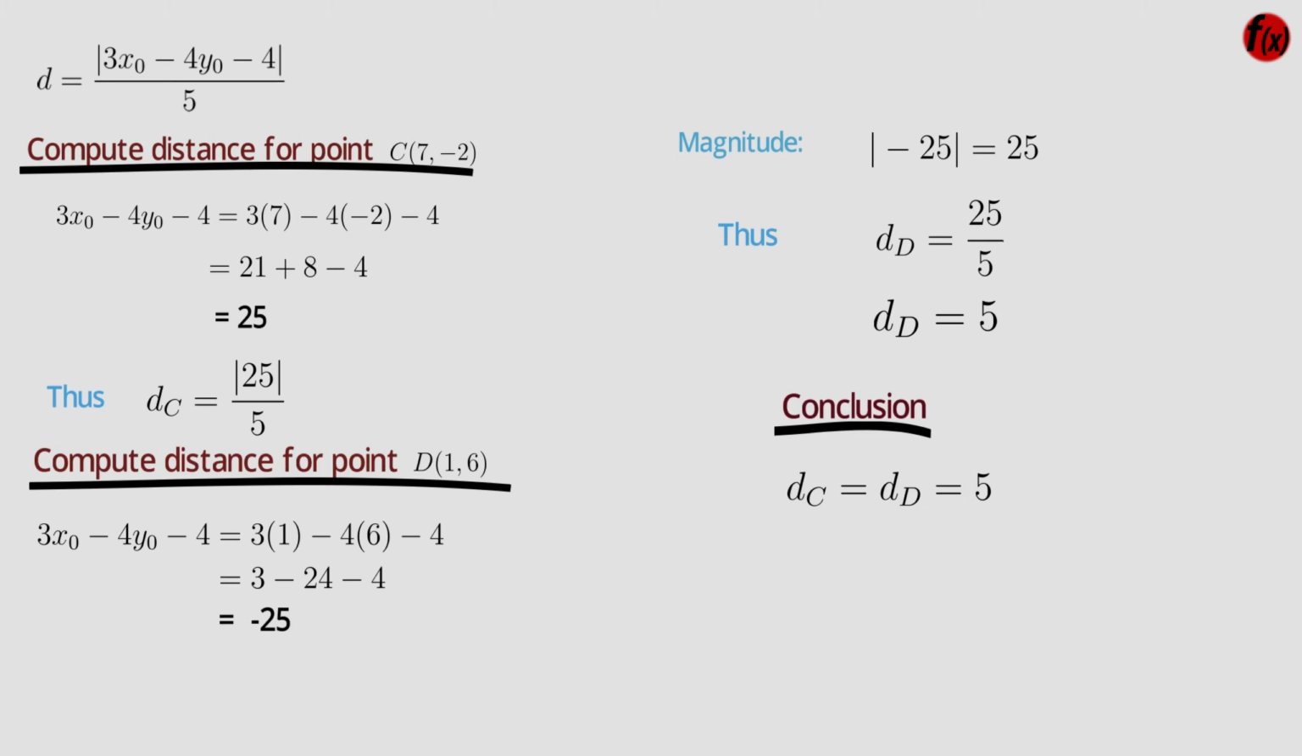There you have it. We have shown that C and D are equidistant from the line.